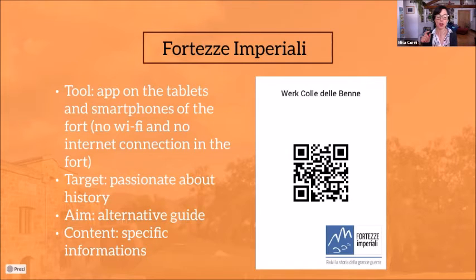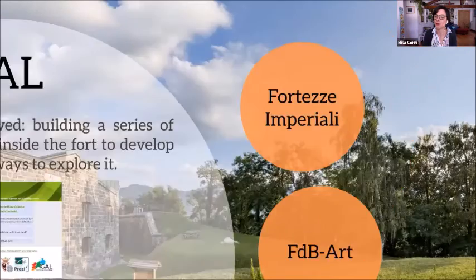As you have seen in the video, the QR code gives you the opportunity to read a very specific text about the room in which you are. The texts are like the guided tour. So they are the chance to visit the fort without the guided tour when the guides are not there. So with these Imperial Fortresses, we could solve this big problem of not always having guided tours available. We do guided tours in Italian, English, German, and Spanish. So we are also international.